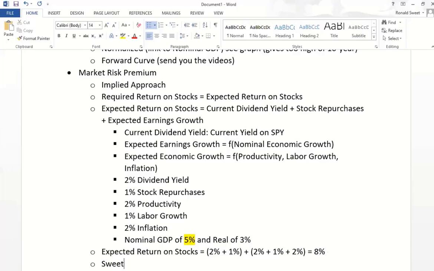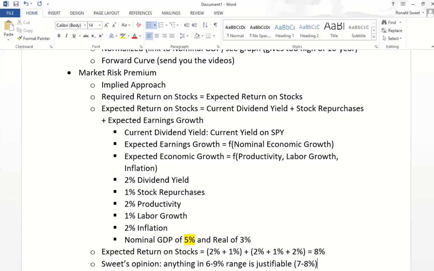My opinion, you might strongly disagree with me on this, but anything in the 6 to 9% range is justifiable. I might not quite go up to 9%. I might not go down to 6%. 7 to 8 to me seems the most reasonable.